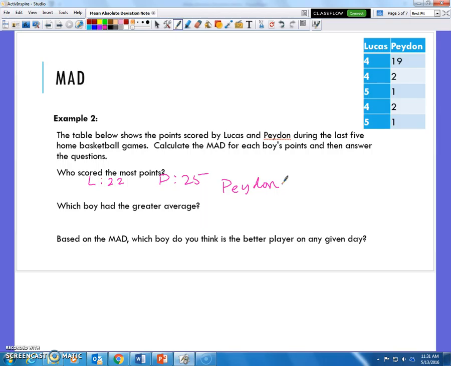Which boy had the greater average? Okay, well the next thing we have to do is add those up, and we decided that was 22, and for Lucas we're going to take 22 divided by 5. And for Peyton, we're going to take 25 divided by 5. So 4.4 and 5. So who had a bigger average? Peyton did.